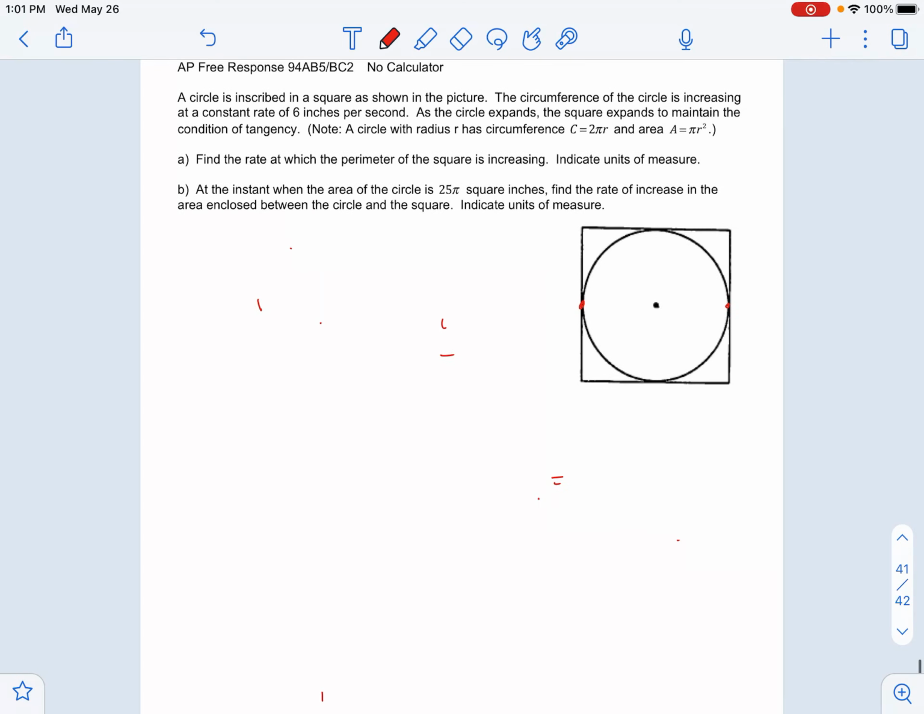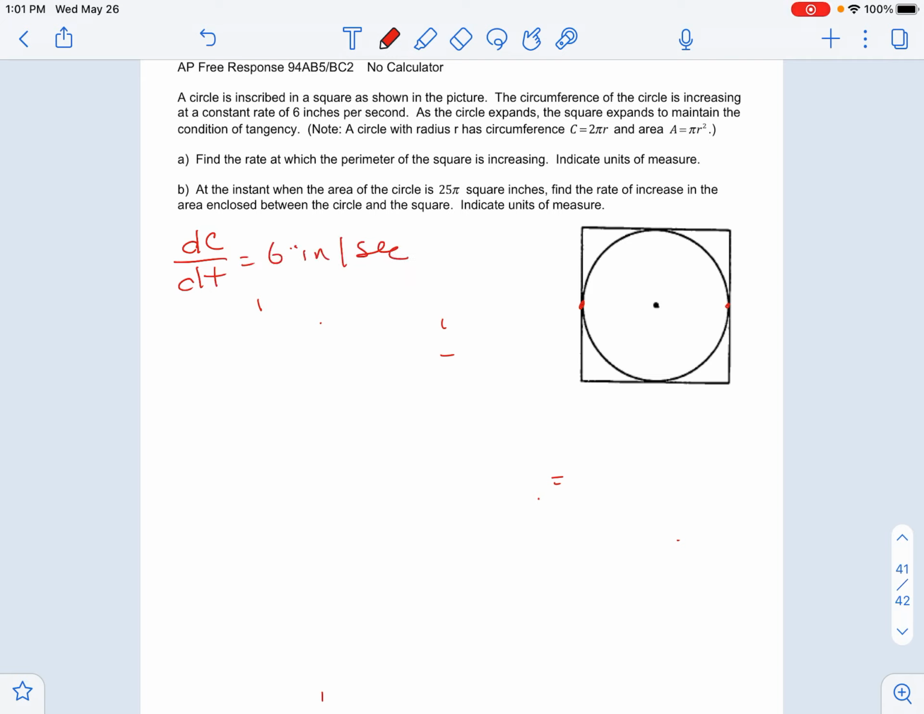In this problem, you've got a circle that's inscribed in a square. The circumference is increasing at a rate of 6 inches per second. So they are giving us the rate at which the circumference is changing with respect to time. So this is 6 inches per second.